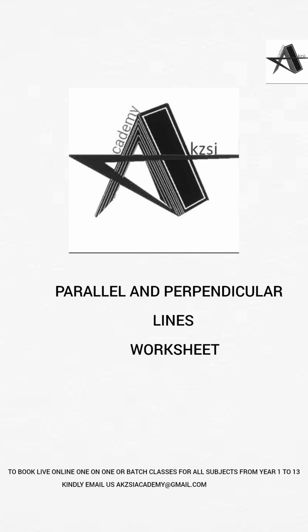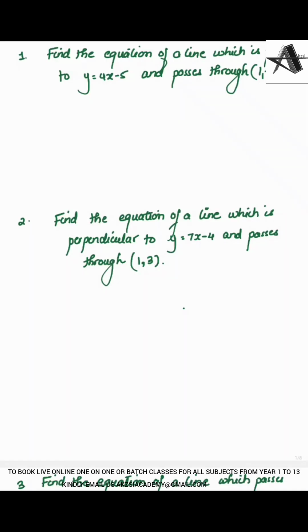So let me start with this one. It says find the equation of a line which is parallel to y equals 4x minus 5 and passes through (1, -2). We know that to find any equation of a line we should start with y equals mx plus c. Our main aim is to find m and c, and that's it.